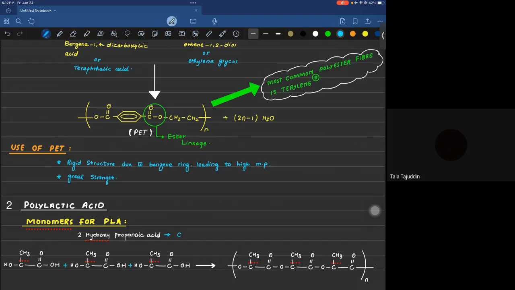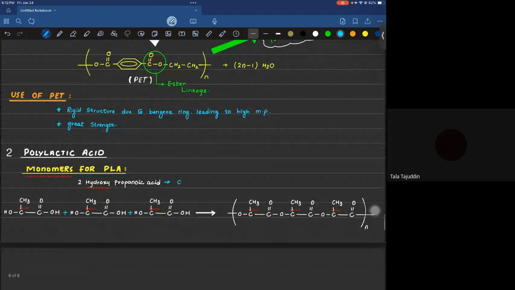Then what you are supposed to do is join them together, and obviously there would be a product called PET, like terylene. Okay, so in this polymer, ester linkage is present. This is the most important thing. And then there is another polymer in which you would see the ester linkage, that is called polylactic acid, known as PLA.